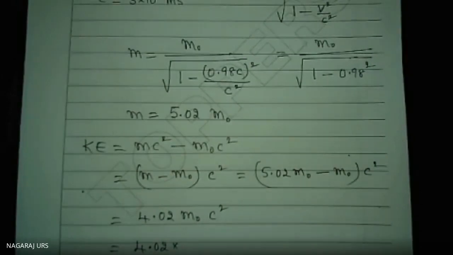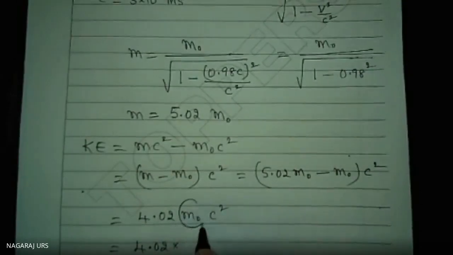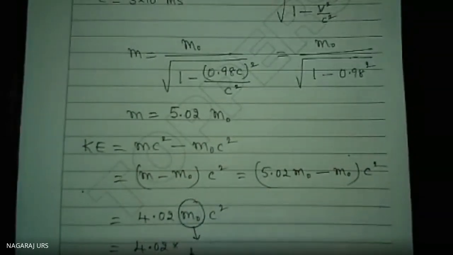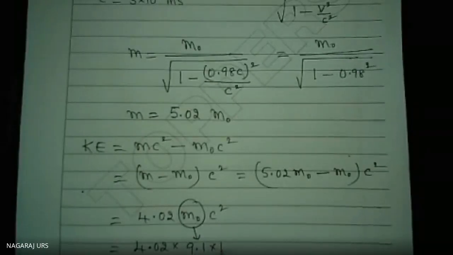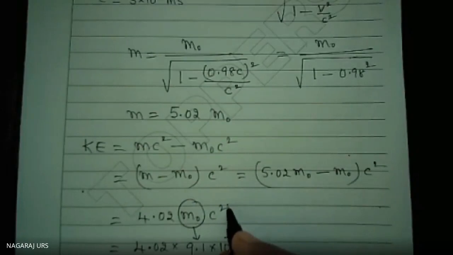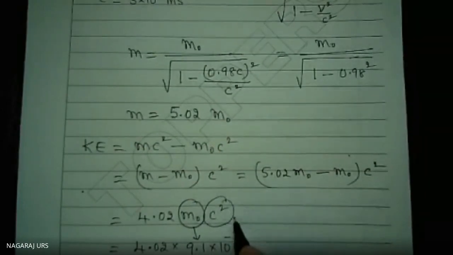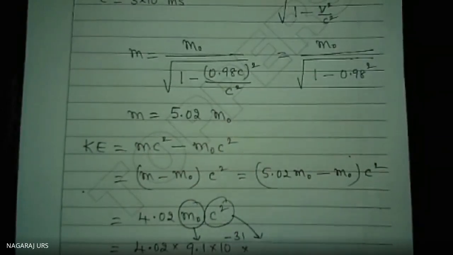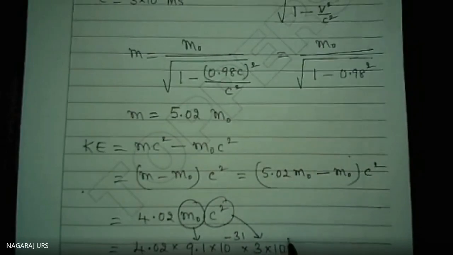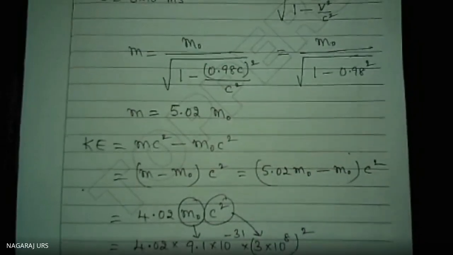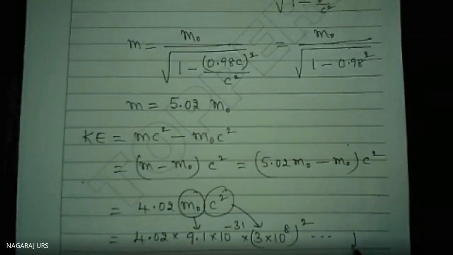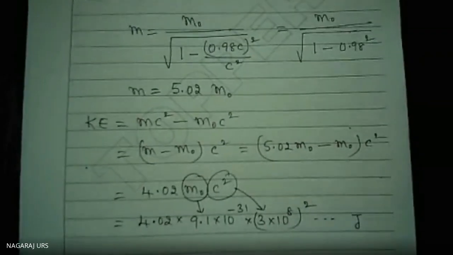4.02. m naught is the known thing now, 9.1 into 10 to the power minus 31 kg. c is the known thing, 3 into 10 to the power 8 whole square. You will get the answer in terms of joules. So calculate kinetic energy.